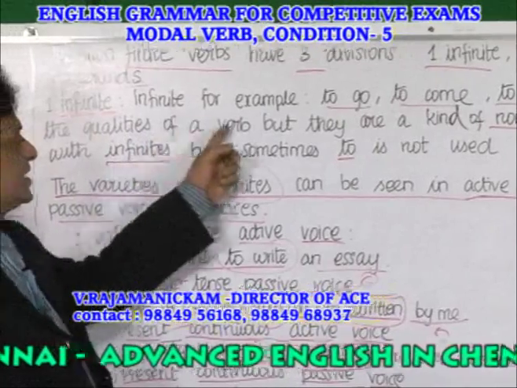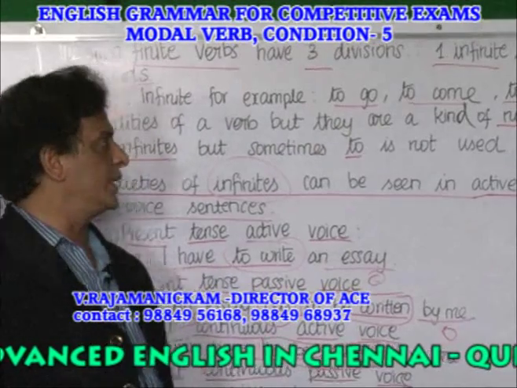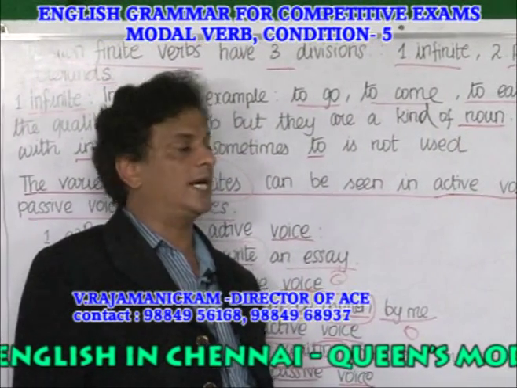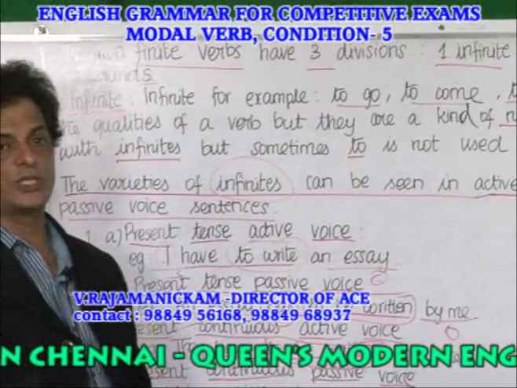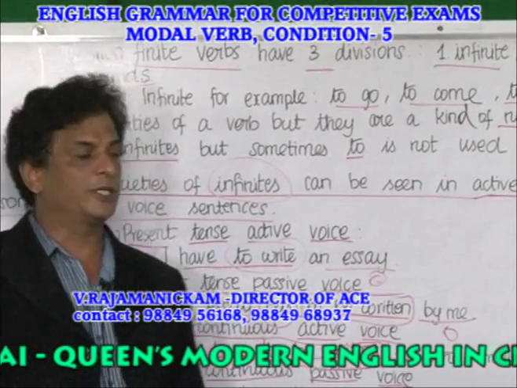Have the qualities of a verb. இது பார்ப்பதற்கு வினைச்சொல்லாக இருக்கலாம். to go, to come, to eat. But they are a kind of noun. அவைகள் ஒரு வகையான பெயர்ச்சொற்கள். To is used with infinite, but sometimes to is not used. சில நேரங்களில் to go னு யூஸ் பண்ணுவேன், சில நேரங்களில் to-வை பயன்படுத்துவதில்லை.